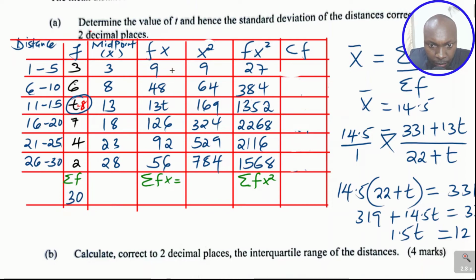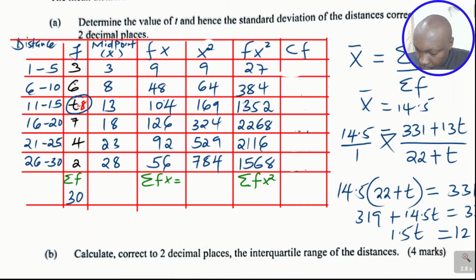And then the summation of also we can rectify these. We can substitute these. 13t will be 13 times 8, which will be 104. So this will be 104 as well. So now we can add everything here. Let us start with the summation of fx.